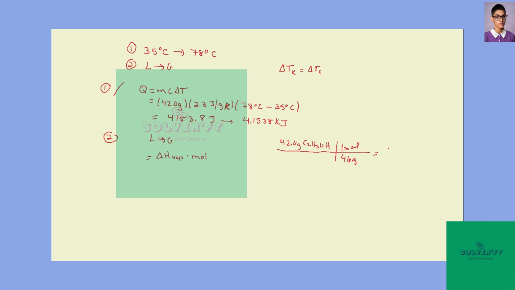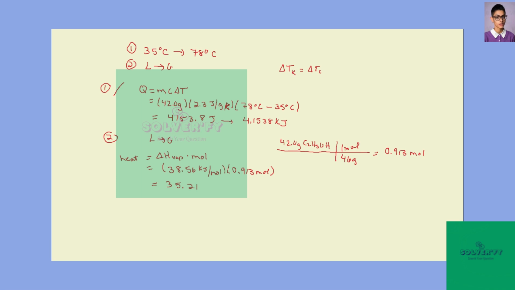So I get 1 mole is equal to 0.913, or sorry, 42 grams is equal to 0.913 moles of my substance. So the amount of heat that I need to add here is equal to the heat of vaporization, which was 38.56 kilojoules per mole, times the number of moles, so times the 0.913 moles.